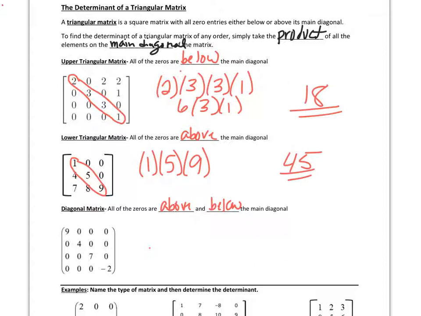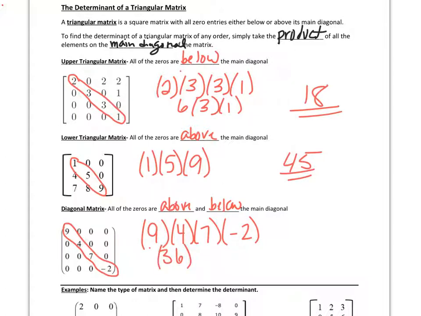And the last one, we're going to multiply all of the numbers on the main diagonal. So we have 9 times 4 times 7 times negative 2. So this is 36, and this is negative 14. So if you take 36 and multiply it by negative 14, you will get your determinant. So the answer is negative 504.